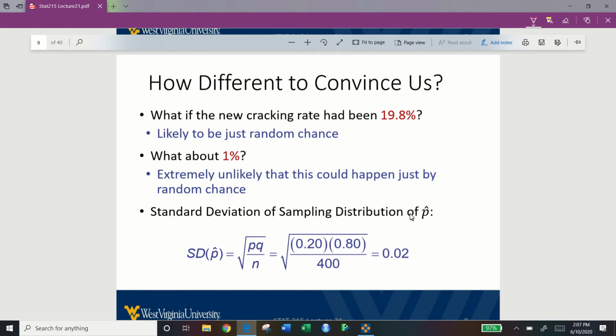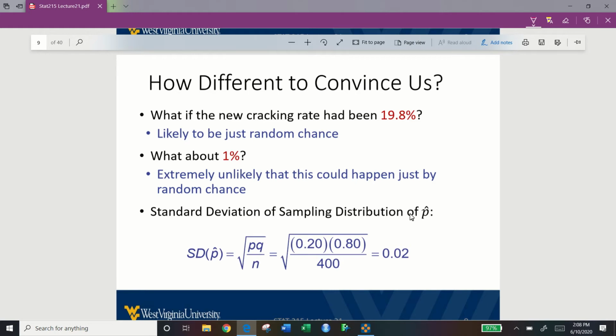What if the new cracking rate had only been, say, 19.8%? Well, that's very close to 20%, which would probably tell us that this is likely just random chance and they're not actually significantly different. But what about 1%? Well, that would be extremely unlikely to happen by just some random chance.